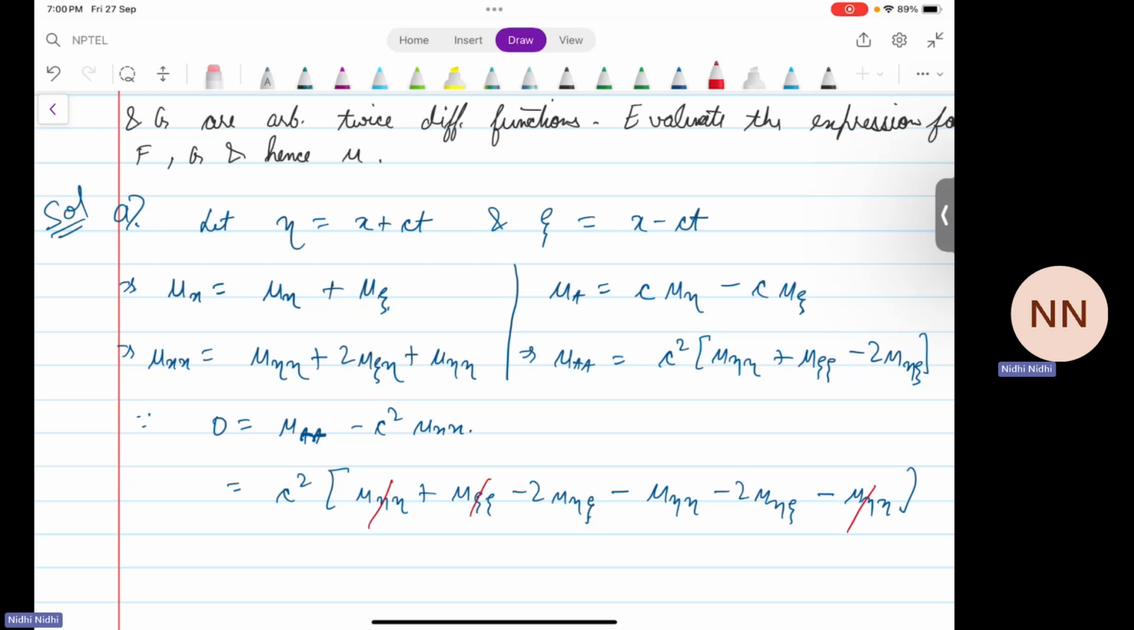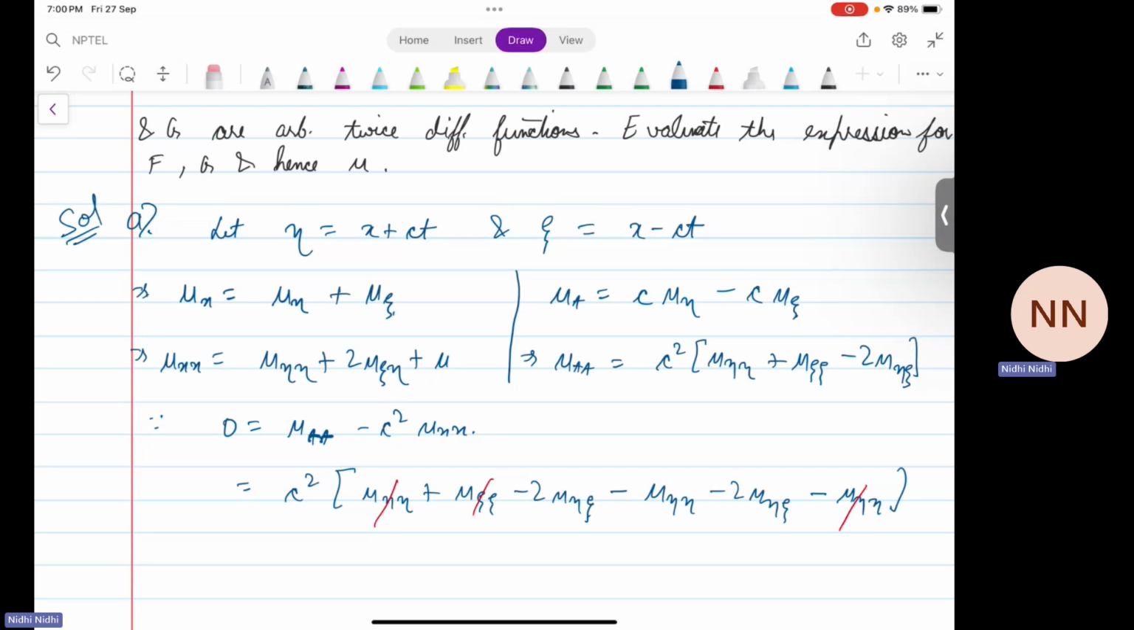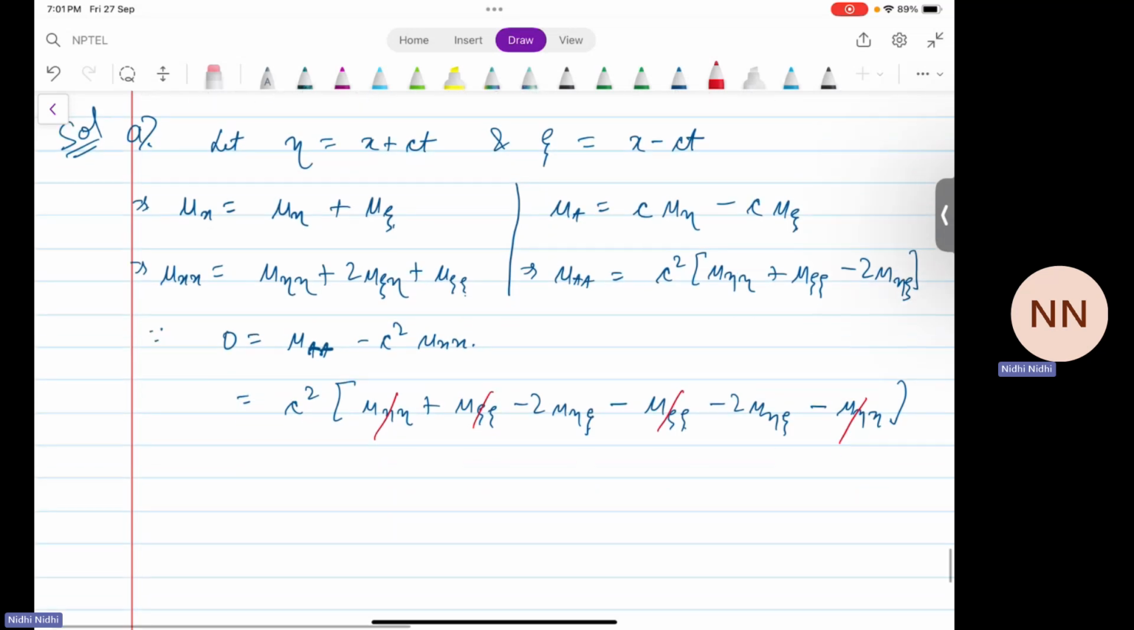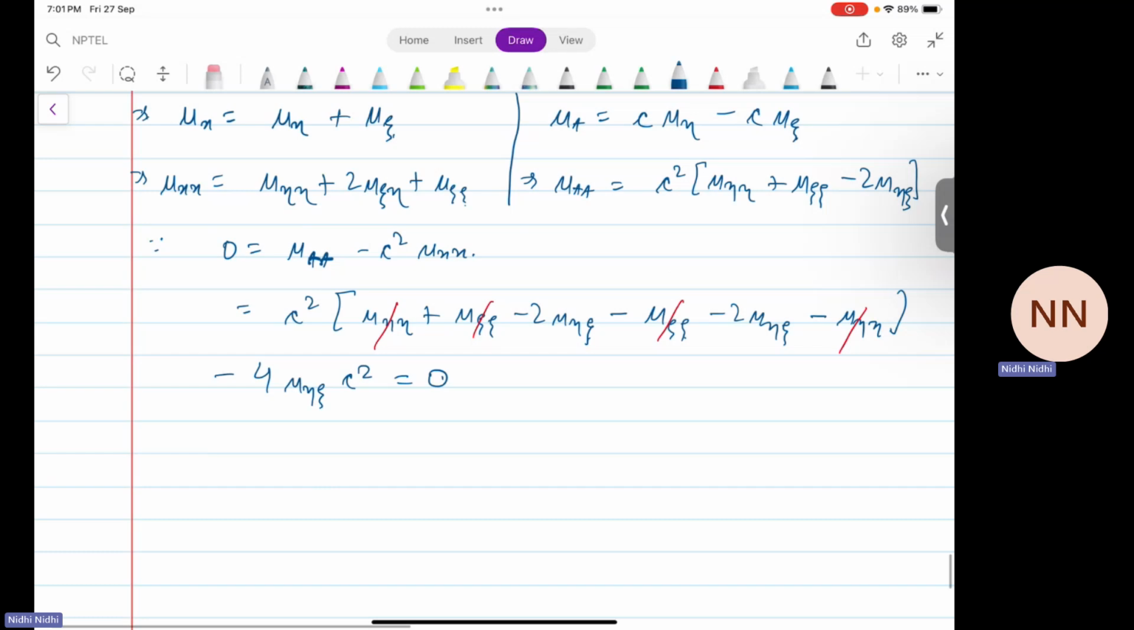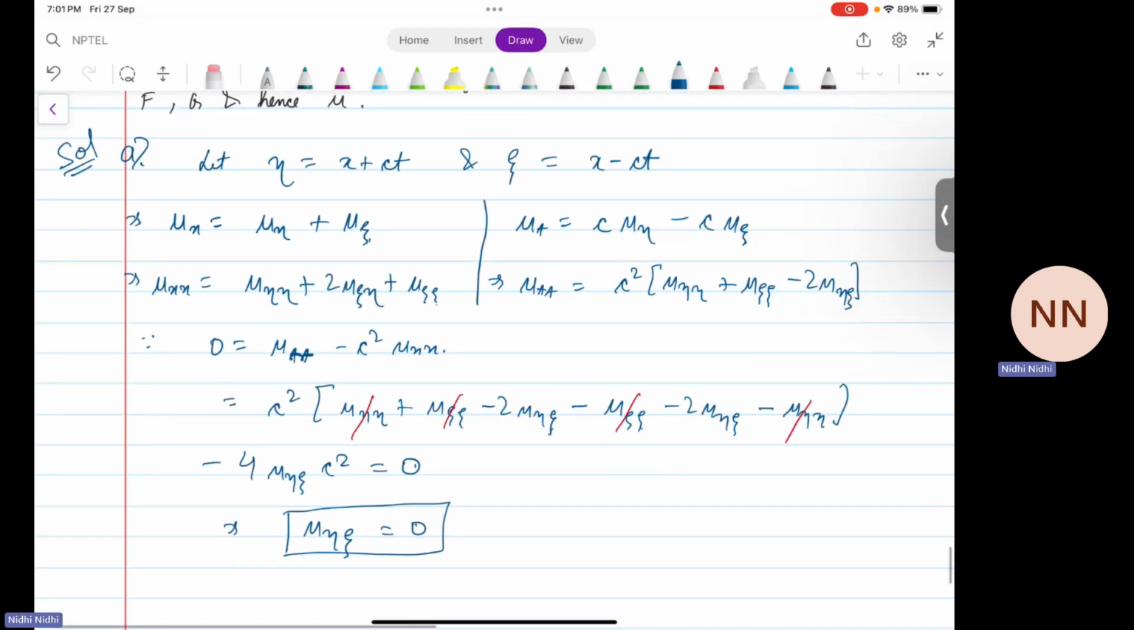See, this is here zeta zeta, so this gets cancelled out. We are left with minus 4u_eta_zeta c square is equal to 0. Now since 4 is non-zero and c square is non-zero, we are left with u_eta_zeta is equal to 0. This is what is asked in part A.